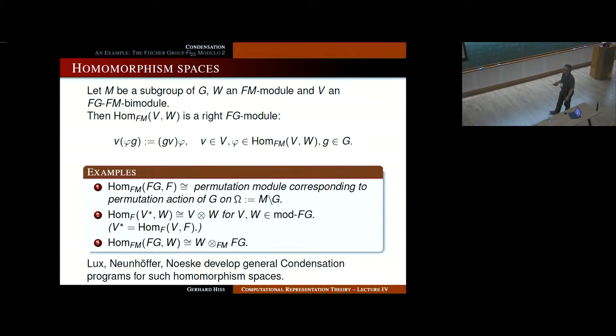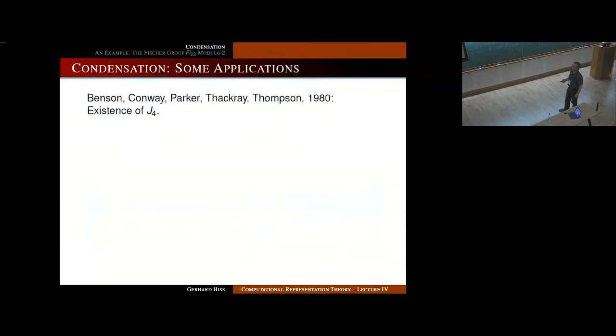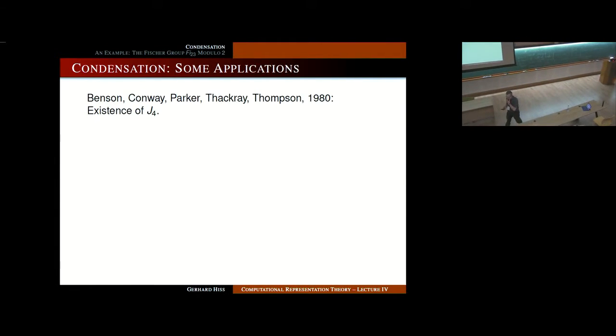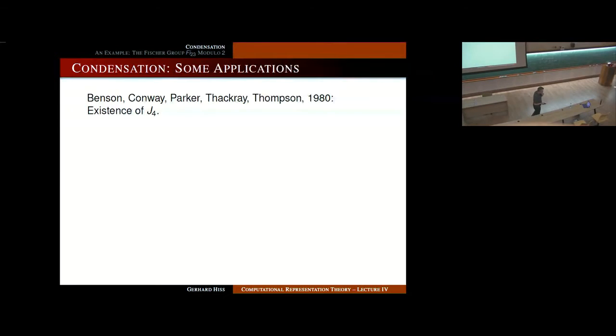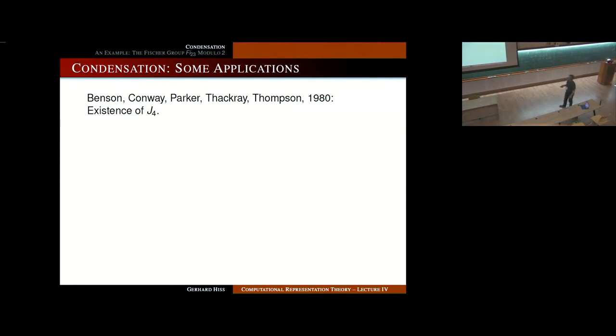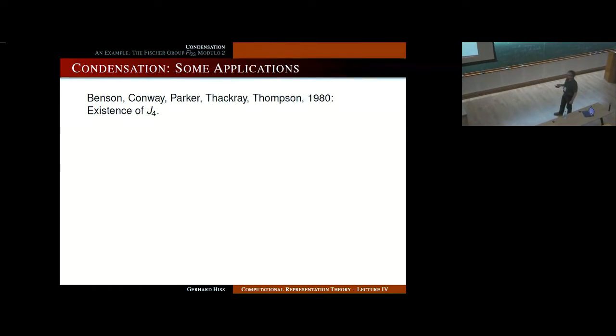And this was then developed by Lux, Neunhöffer, and Nöske, who developed general condensation methods for all these homomorphism spaces. So in a sense, it unifies the things we can do. Well, some applications. I think the first application was the proof of the existence of J4, where they really produced this 112-dimensional representation over the field with two elements, which gave J4. I think this was the reason why condensation was invented.